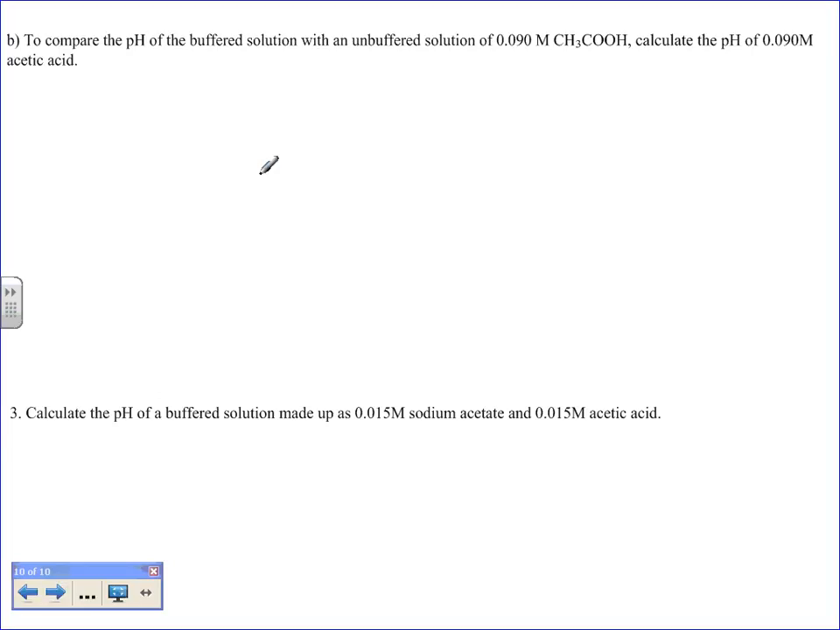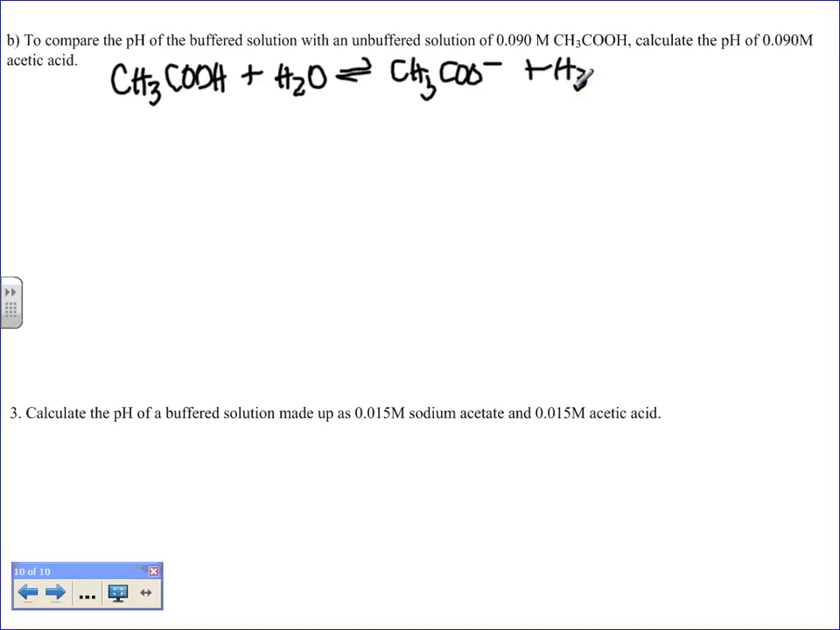Now let's compare the pH of this buffered solution to the pH of a pure acetic acid solution that is of the same concentration. So in the last example, the concentration of the acetic acid that we were using was 0.09 mole per liter. So this is the kind of calculation that you did a couple of classes ago, where you've just got a weak acid and you're calculating the pH of it.